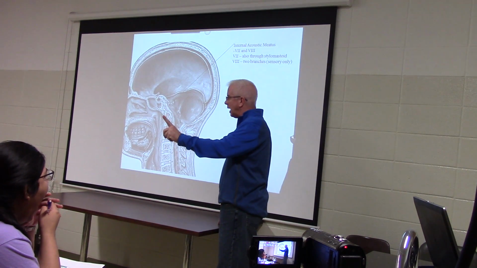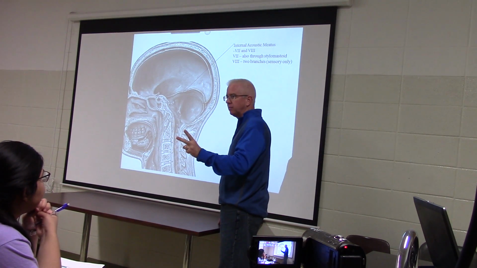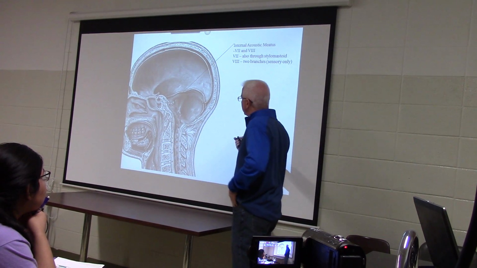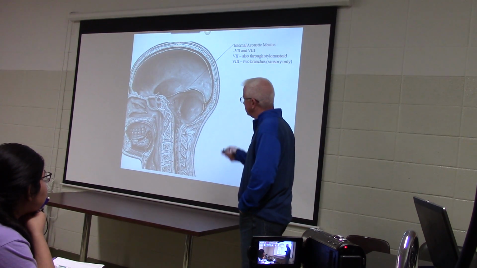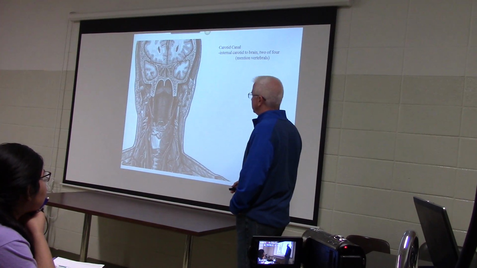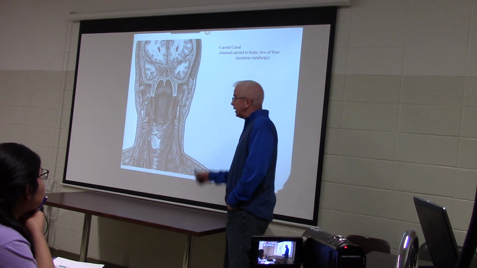Vestibulo is balance, and cochlear is hearing. Balance and hearing information is in the 8th cranial nerve passing through the internal acoustic meatus to the brain. And that's a hole in the temporal bone. All right? Let's work our way back now.